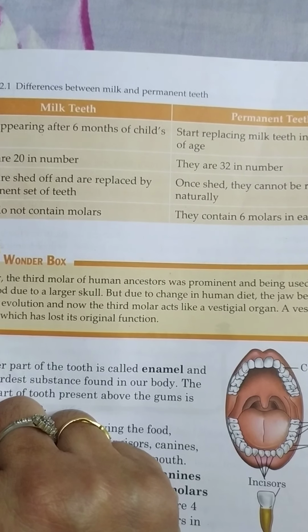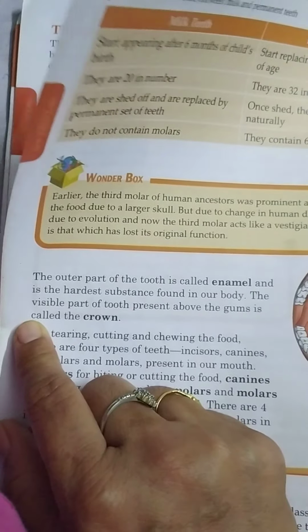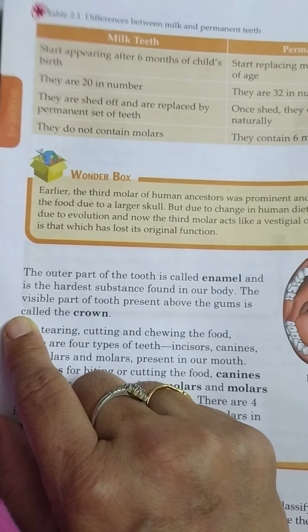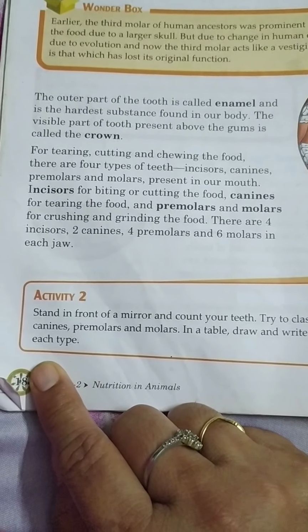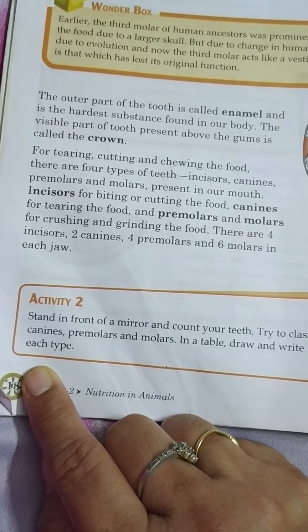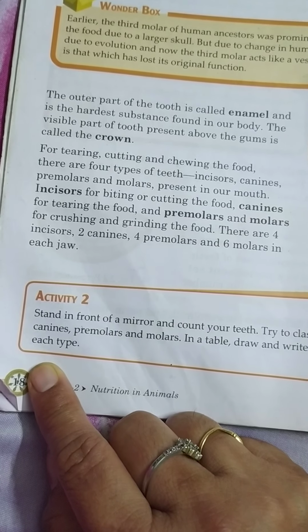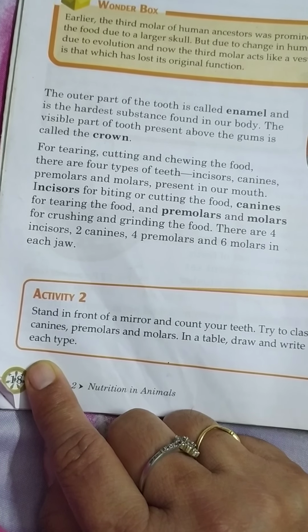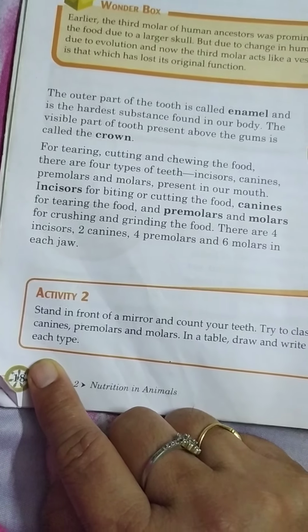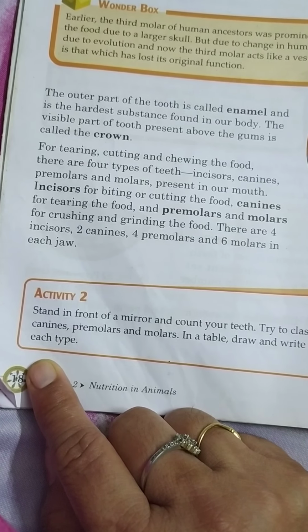On the basis of function, there are 4 types of teeth: incisors, canines, premolars and molars. Incisors are the flat teeth in the front. They are 4 in number, 2 up and 2 down. Then next to them are the pointed teeth. They are called canines, 2 in each jaw.